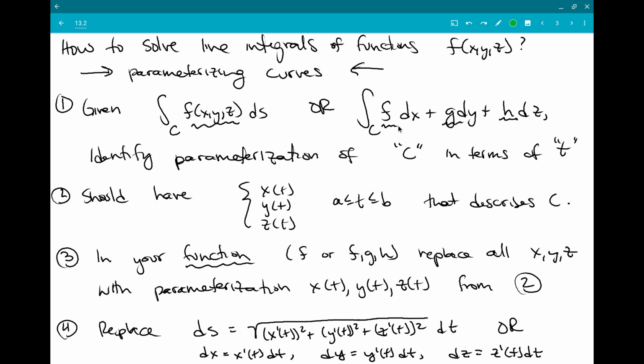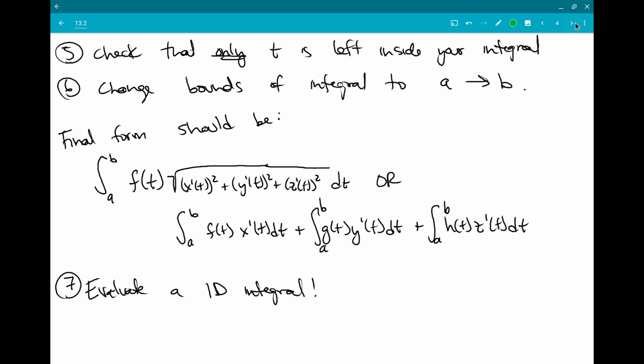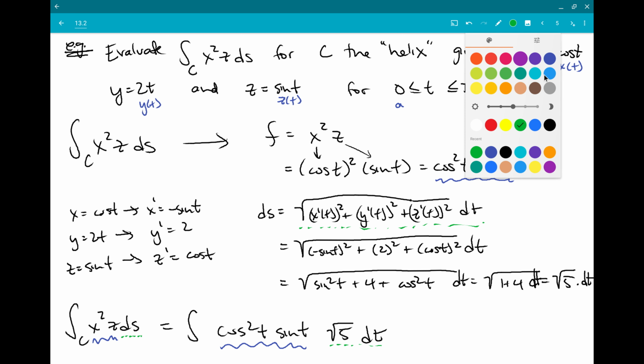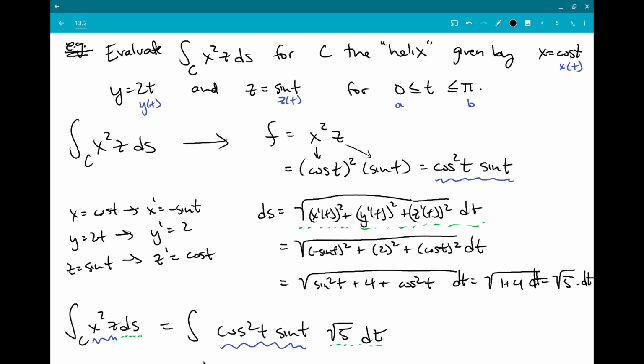And so that's coming from, here was our ds formula. Here was the part where we said just replace all x, y, z with the parameterization. And then our next step had been to check that only t is in our integral. That's true. I got rid of my x's, my z's, and my ds. This is just an integral with respect to t. And I just need to make sure I have bounds. So I go back up here and I say I identified that t goes from 0 to pi. My integral is now with respect to t, so my bounds are just from 0 to pi.